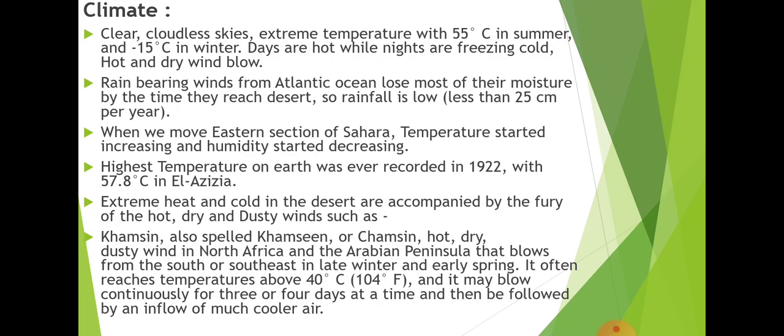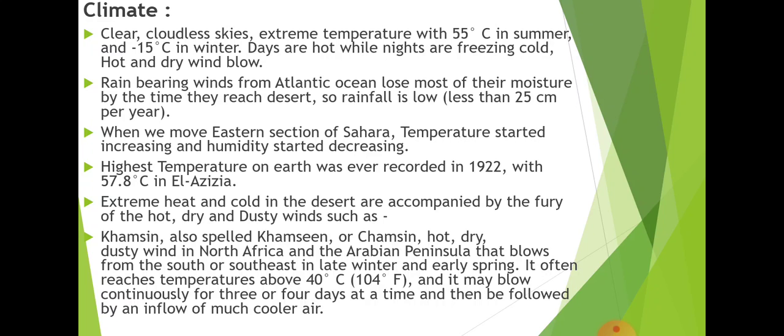Due to extreme heat and cold in the desert, accompanied by a flurry of hot, dry, dusty winds, the cold in the desert creates dusty wind, dry wind, and hot wind. Because of that, the winds are categorized into four: Kamsin, Sirocco, Harmattan, and Simoon. These are the sandstorms which blow in the Sahara Desert.